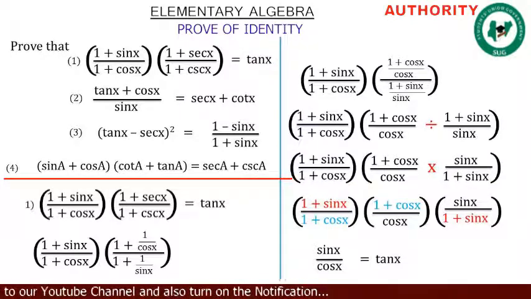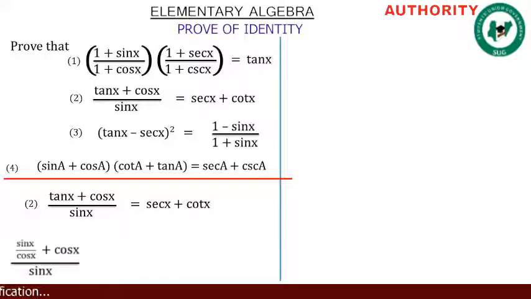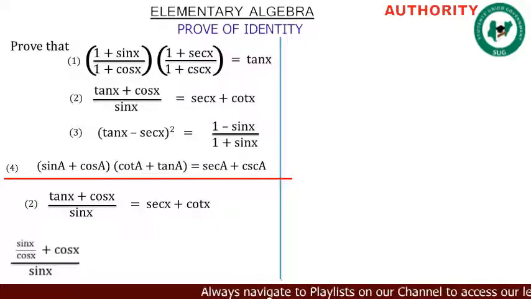Now let's take the second one. The second question says (tan x plus cos x) all over sine x is equal to sec x plus cot x. Okay, now let's work with the left hand side. So this tan x, we can say that tan x is the same as sine x all over cos x. Okay, so we're going to have sine x all over cos x plus cos x all over sine x.